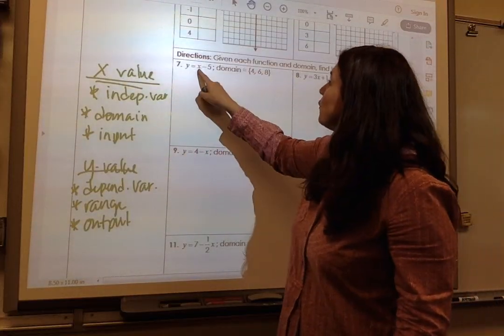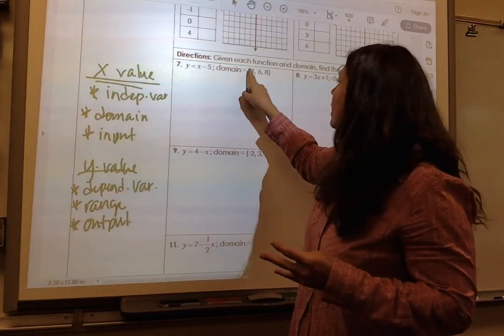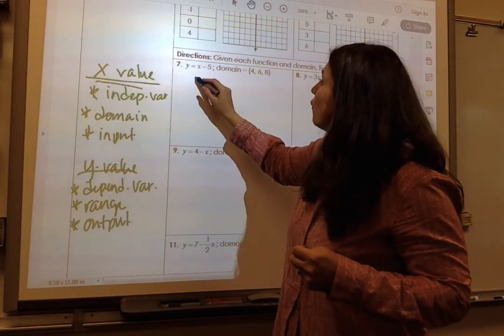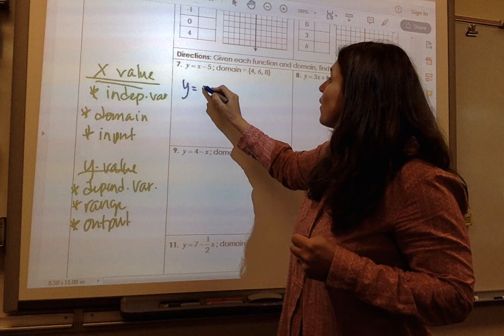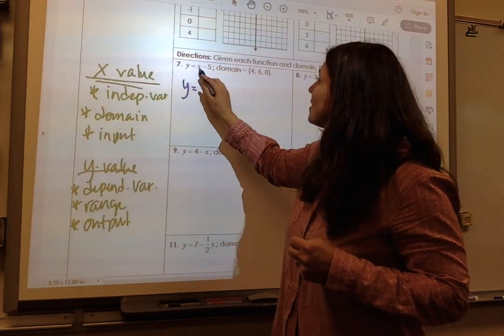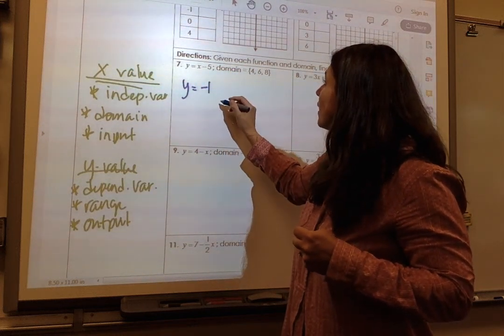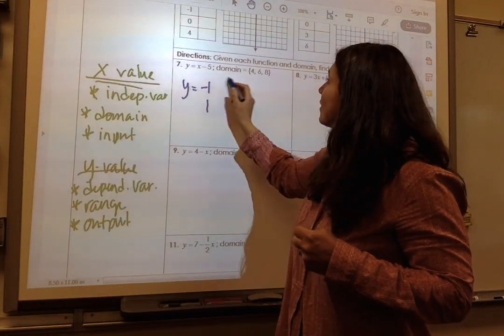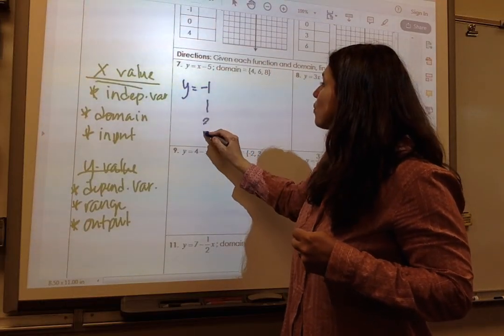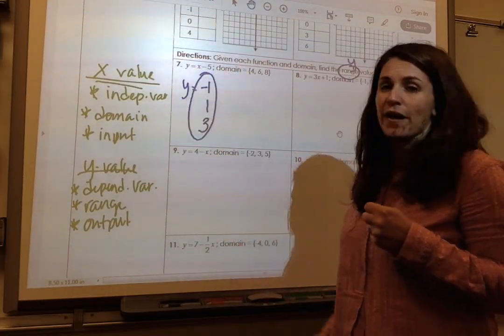So when x is 4, I'm going to evaluate the same way. When x is 4, 4 minus 5 is negative 1. When x is 6, 6 minus 5 is 1. And when x is 8, 8 minus 5 is 3. So this is my range of values.